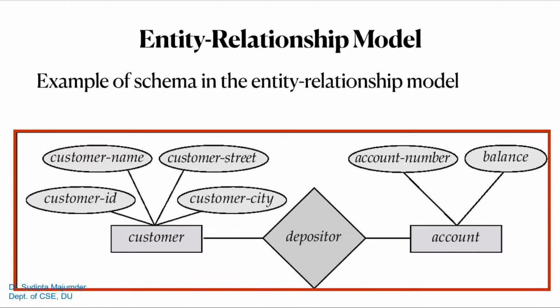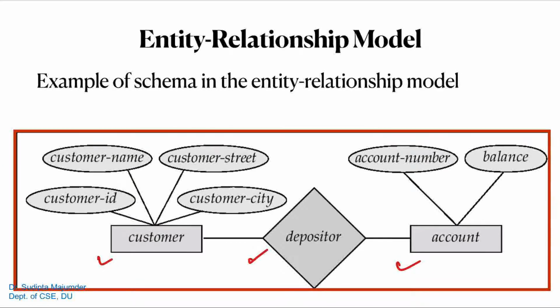The first model, which is quite popular, is the entity relationship model, which is also called the ER model. The ER model is based on a perception of a real world that consists of a collection of basic objects called entities and their relationships among these objects. The overall logical structure of a database can be represented graphically by an ER diagram. There are various components in an ER diagram.